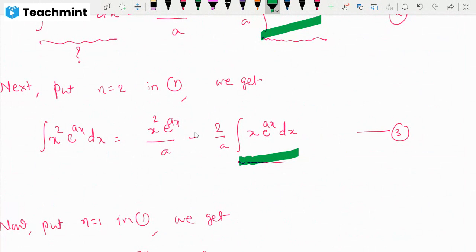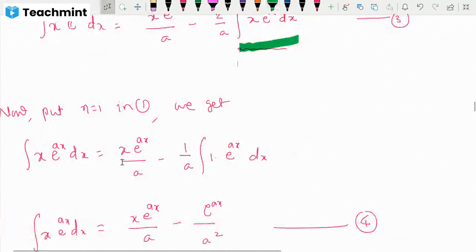So what is integration of x e raised to ax dx? Again we will use reduction formula 1 to find this integration, and for that we have to put n equal to 1 in reduction formula 1. This is the reduction formula which we have already written above. It gives us integration of x e raised to ax dx equal to x e raised to ax divided by a minus 1 upon a. And here, in x raised to n minus 1, the power of x is 1, so 1 minus 1 is 0, so x raised to 0 into e raised to ax dx.